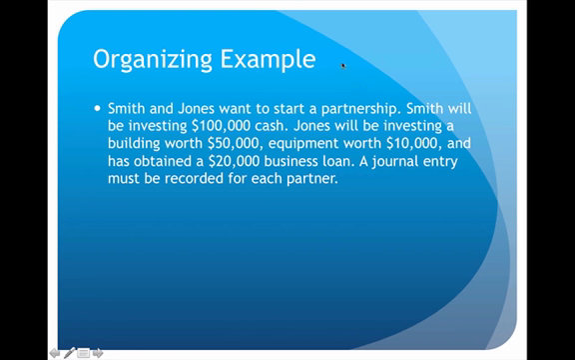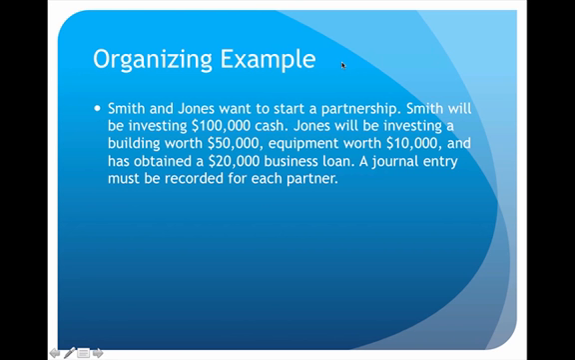Now, this first example is a fairly basic example of the organizing of a partnership. We have two individuals, Smith and Jones, and they're going to start and organize a partnership. Now, Smith's investment is $100,000 cash. Jones' investment is a building worth $50,000, equipment worth $10,000, but also Jones has taken out a $20,000 business loan.